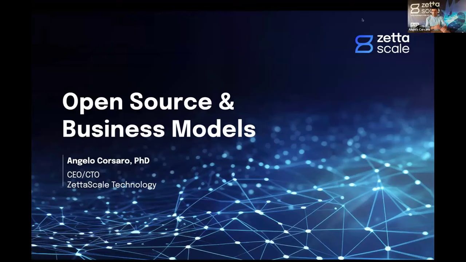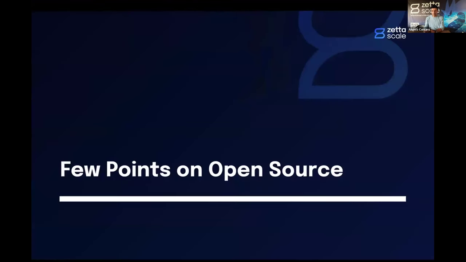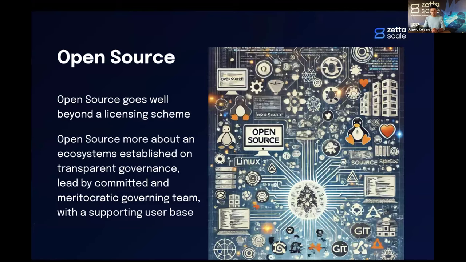So thank you very much for the intro that sets the perfect foundation for the rest of this webinar. What I want to do is reiterate some of the key points that were made by Gael from a slightly different perspective. Open source goes, as Gael mentioned, well beyond a licensing scheme. The way in which I look at open source, it's really like an ecosystem based on transparent governance, led by a committed and meritocratic governing team, and which has a very supporting user base. That sounds like how we would like to run society, right? Because there is meritocracy, there is transparency, and there is a supporting user base. This is the model of open source, or at least what we take at ZettaScale as the open source community that we try to establish around our technologies.